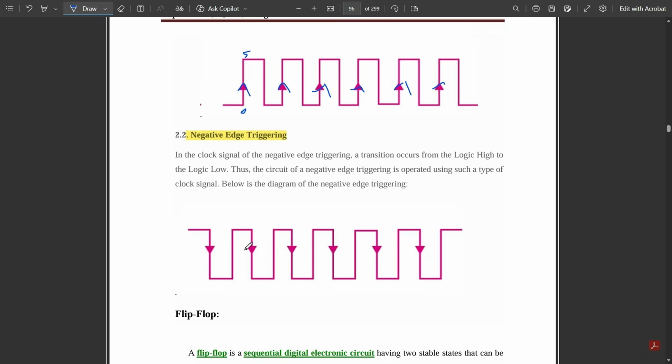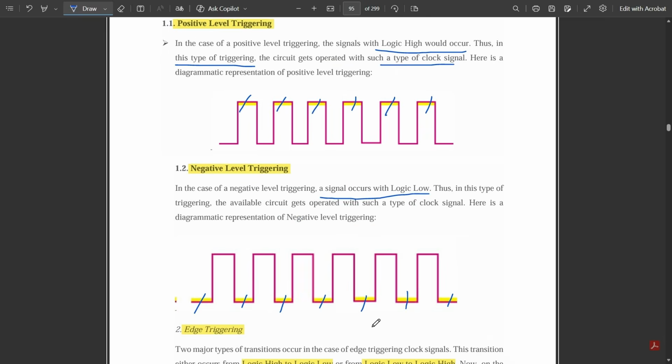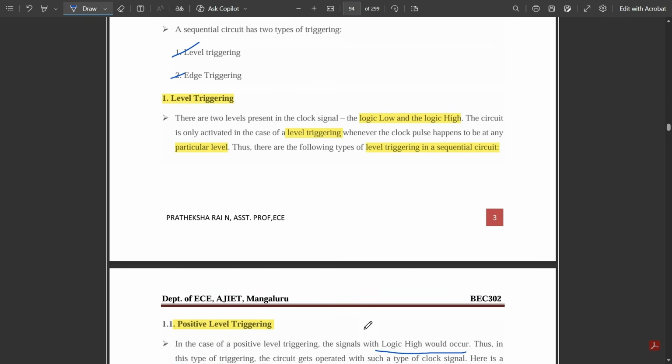Now negative edge triggering is from logic high to logic low. Initially it is in the high state, that is 5, and it drops to 0. From 5 to 0, so it is getting decremented. That's why this is called negative edge triggering. Hope this is clear, what we mean by positive edge and negative edge triggering. So this was all about the triggering concept.